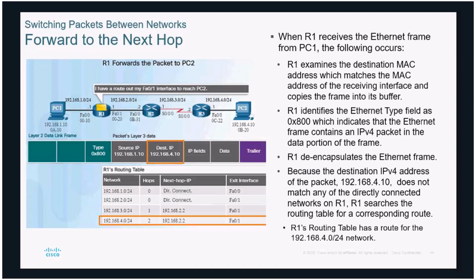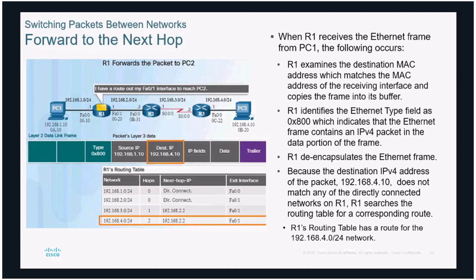So between here and here, it's going to need to move the packet from there to there. It's worked out it's an Ethernet type 0x0800, and it de-encapsulates the Ethernet frame. Because the destination address of the packet, 4.10, doesn't match any of the networks on R1, neither there nor there, it starts to search its routing table for a route.